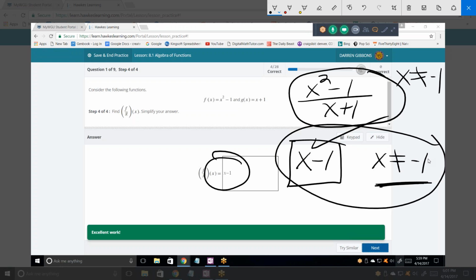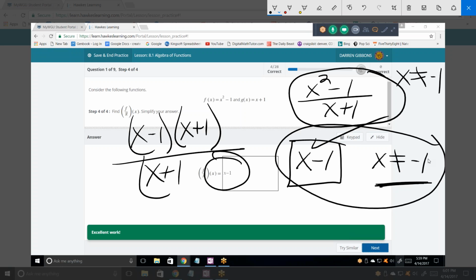Which gives you a final answer of x minus 1 times x plus 1. That's what the top factors into. Divided by x plus 1, the x plus 1's cancel, so you get this answer, but it doesn't eliminate that restriction. And that's what's difficult with this problem, it's called a domain restriction. My domain is not all real numbers here. My domain is all real numbers except x equal minus 1.